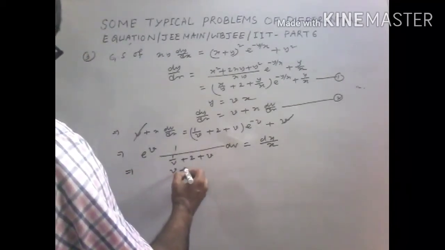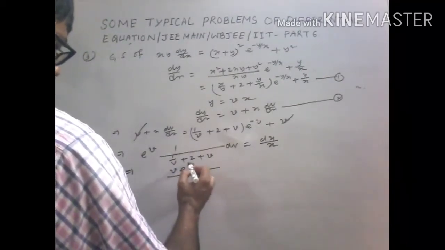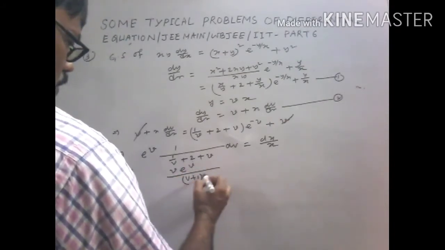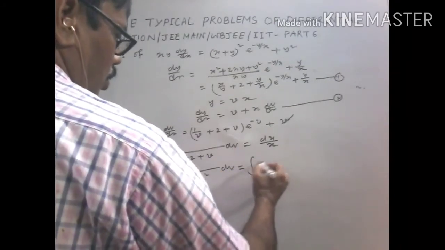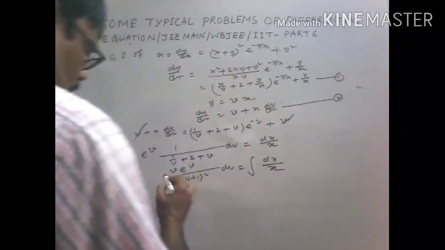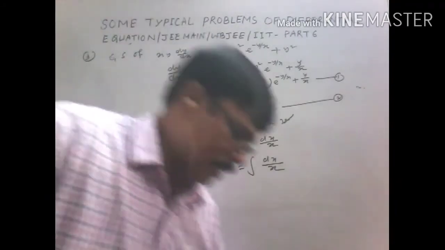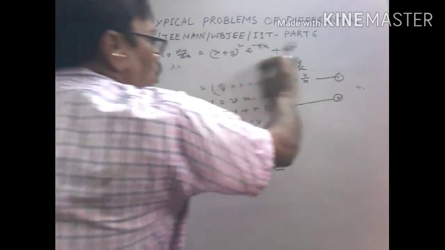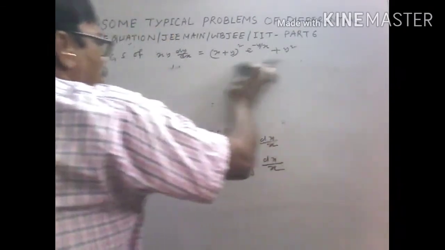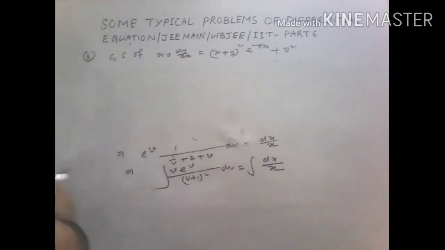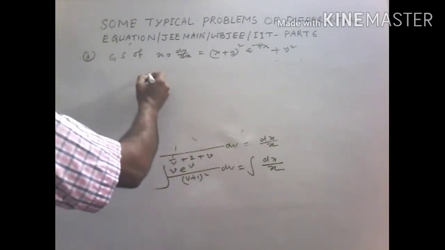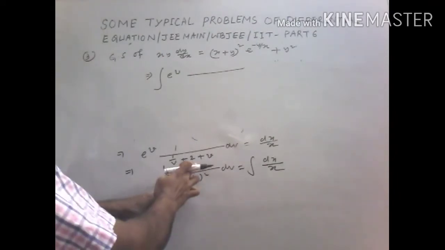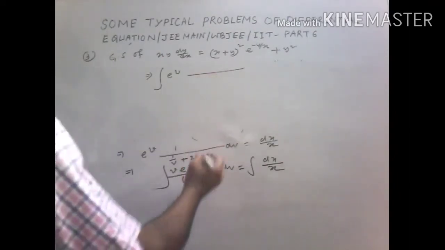Now if we simplify it, v e to the power v, this is v square, this is 2v, so (v plus 1) whole square. So the variables are separated, so we can integrate it. Now this is a well-known integration. So e to the power x [f(x) plus f dash (x)]. So your main aim will be to express it in the form e to the power x [f(x) plus f dash (x)].